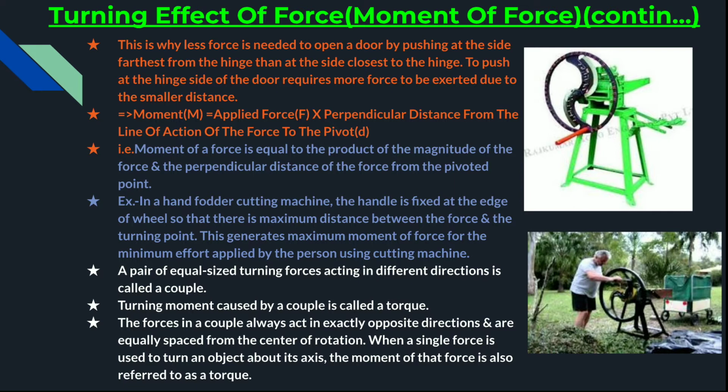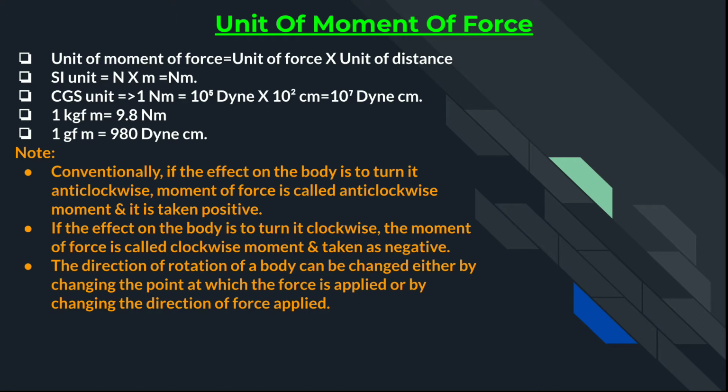Next is the unit of moment of force. The unit of moment of force is equal to unit of force times unit of distance. We know that moment is the product of force and the perpendicular distance from the pivoted end. So the SI unit: the unit of force is newton and the unit of distance is meter, so the SI unit of moment of force will be newton meter.